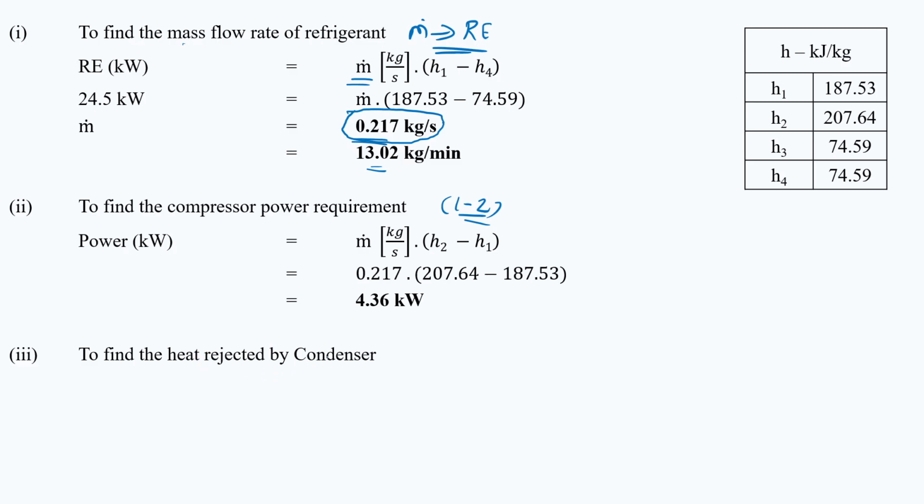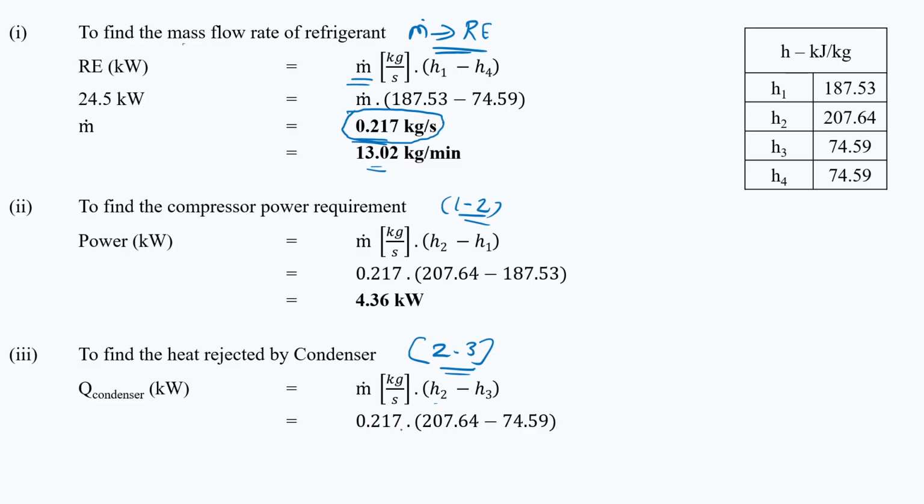Similarly, the heat rejected by the condenser is concerned with the state change 2 to 3. So the heat rejected by the condenser in kilowatts is given by again mass flow rate into H2 minus H3, which gives 0.217 into 207.64 minus 74.59, which gives the value to be 28.87 kilowatt.